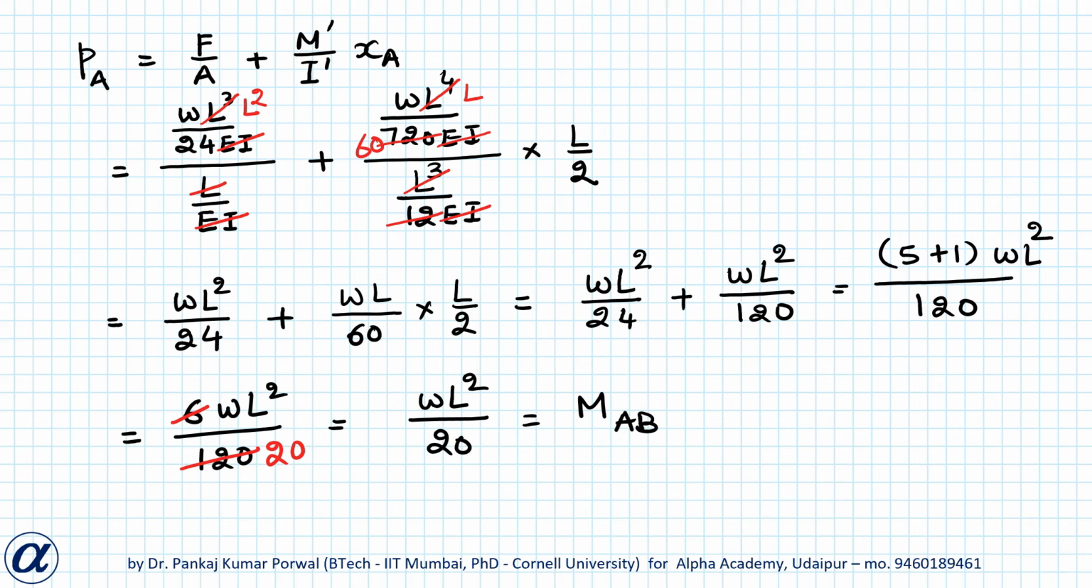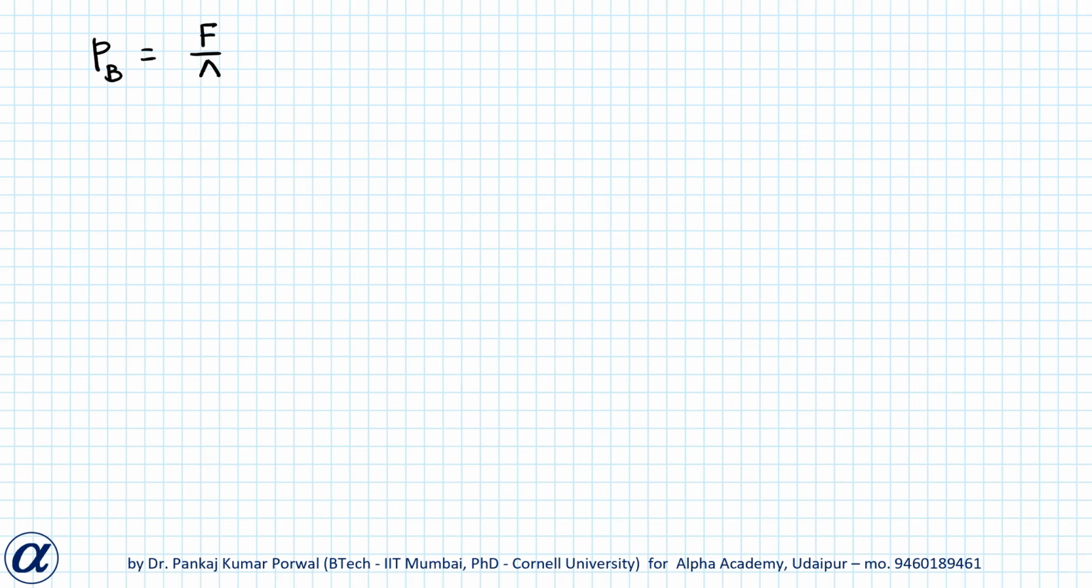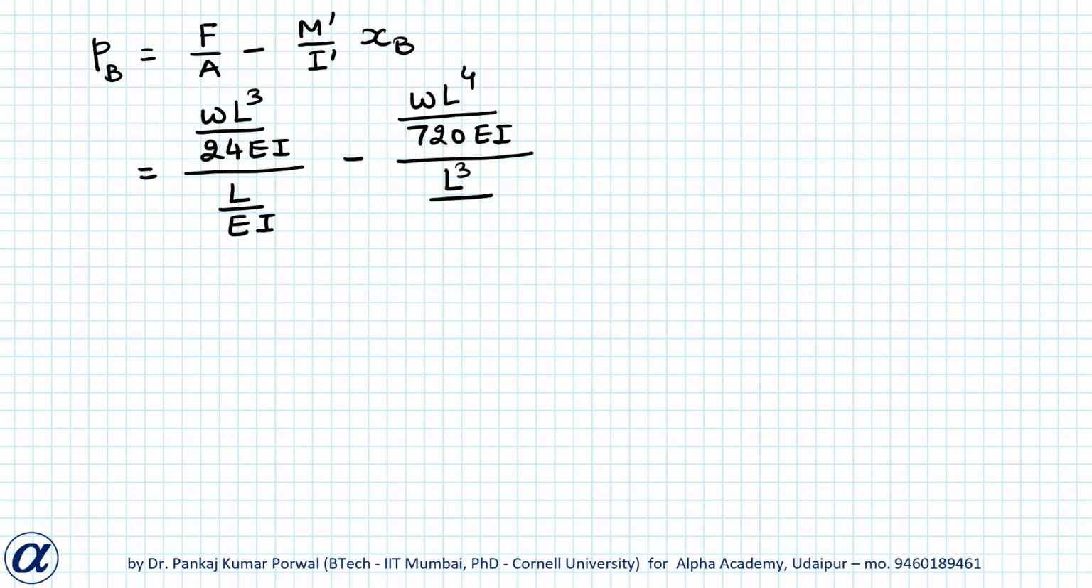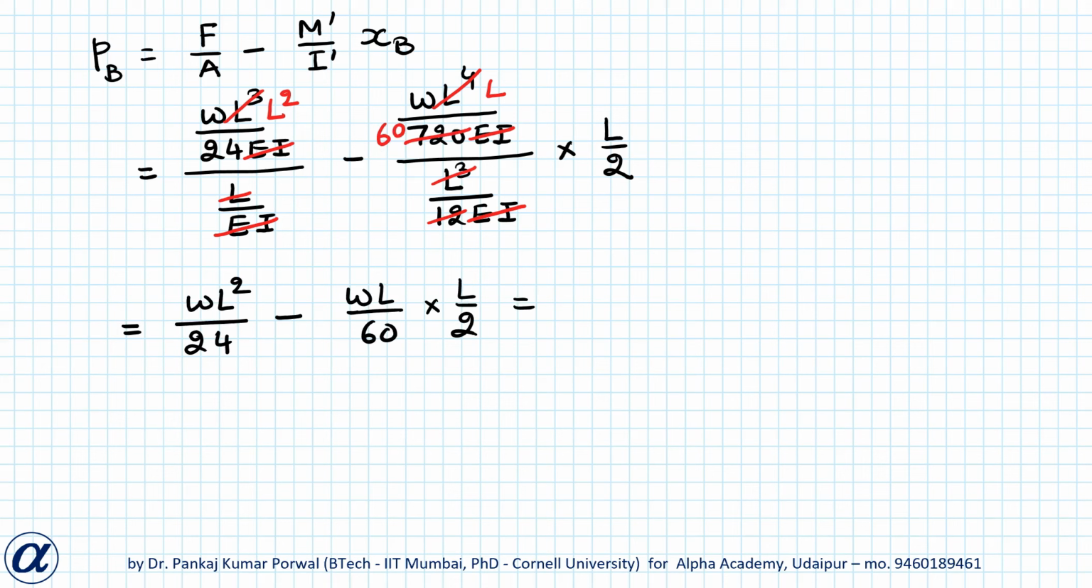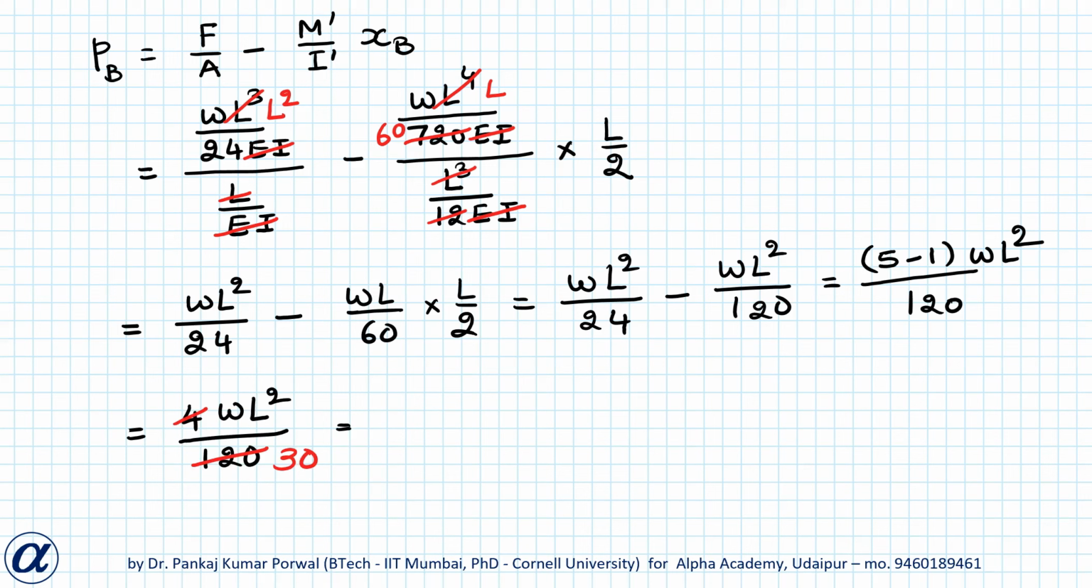So PB I can write as F by A minus M dash by I dash XB, that will be equal to this. I can simplify again, so that is equal to WL squared by 30, that is equal to M BA.